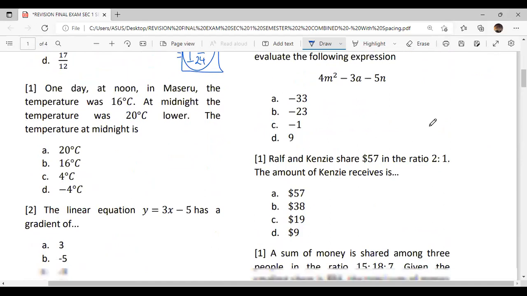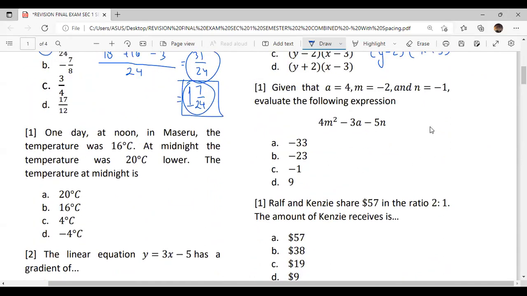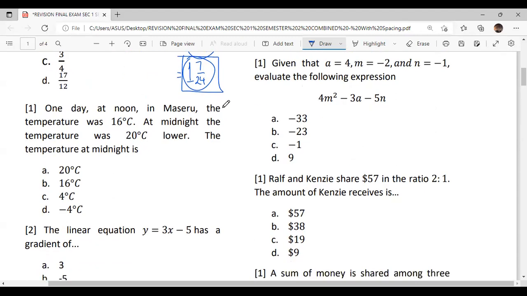Next, one day at noon, on the left part, left, right, left, right. That's how I work the question. One day at noon in Maseru, the temperature was 16 degrees. At midnight, the temperature was 20 degrees Celsius centigrade. It means lower. You need to put the formula.